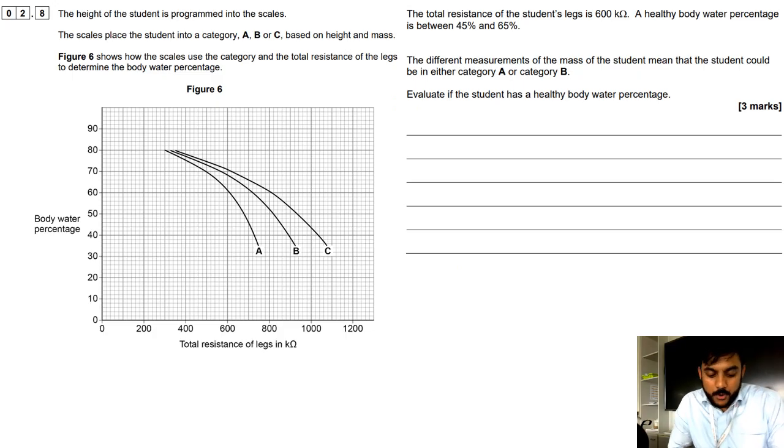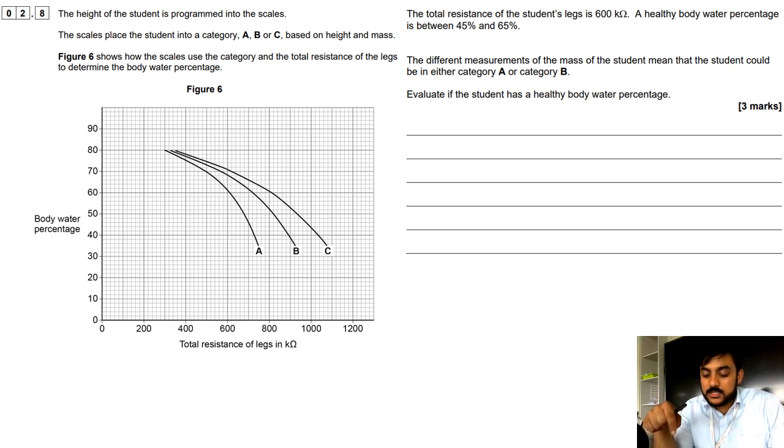The height of the student is programmed into the scales. The scales place the student into a category, A, B, or C, based on their height and mass. Figure 6 shows how the scales use the category and the total resistance of the legs to determine the body water percentage. On figure 6, you can see that the y-axis shows the body water percentage, whereas the x-axis shows the total resistance in the legs in kilo ohms. A, B, and C are lines that show which category anyone could be in.